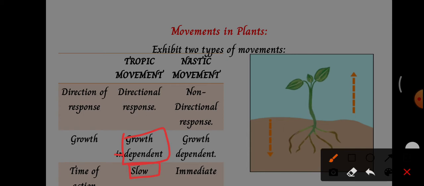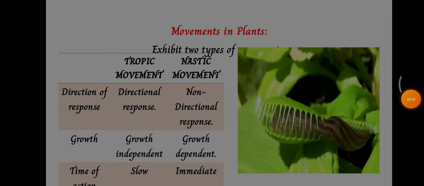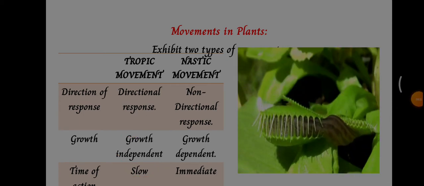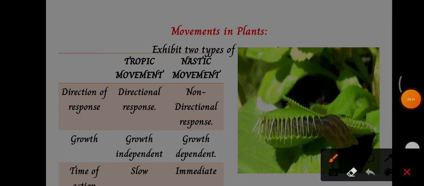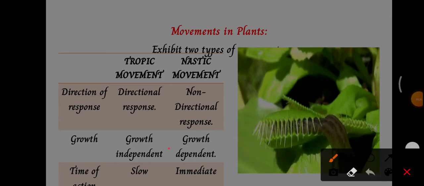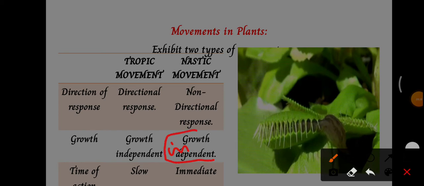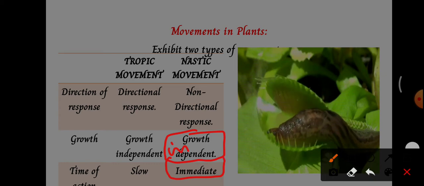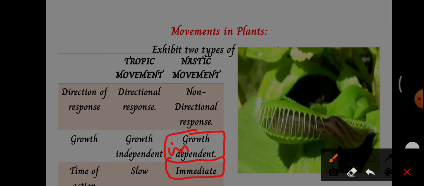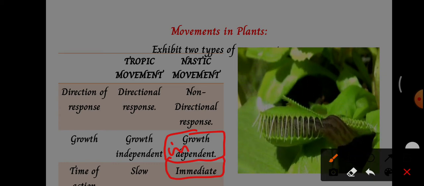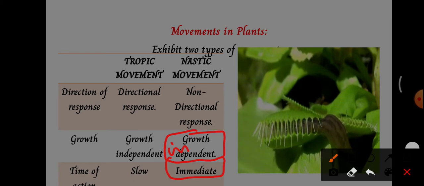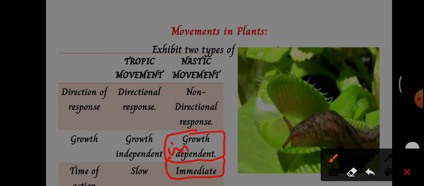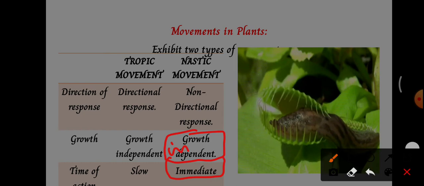But when it comes to the nastic movement of the plants, here we can see it as growth independent. It is not something related to growth, right? And it is a kind of immediate action. And just now I showed you the reaction of a touch me not plant. So the reaction is immediate. If someone touches the plant, it will drop its leaves immediately. It is due to turgor pressure, right?